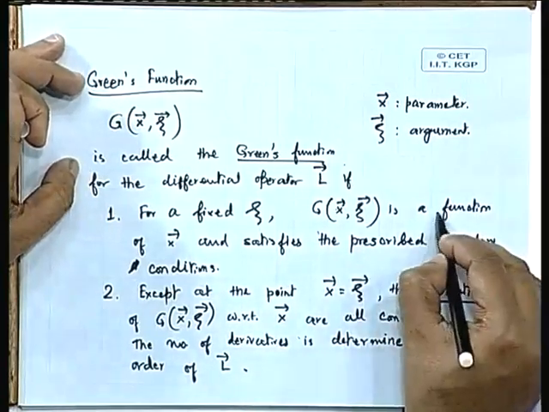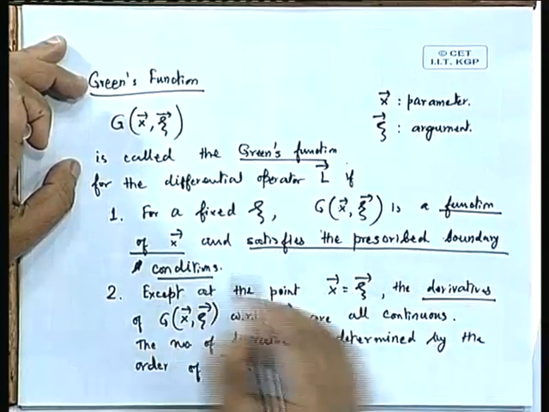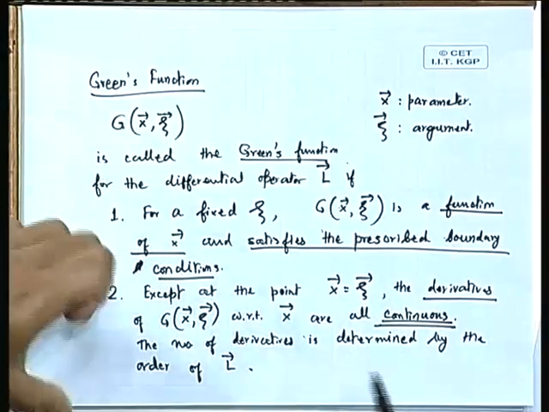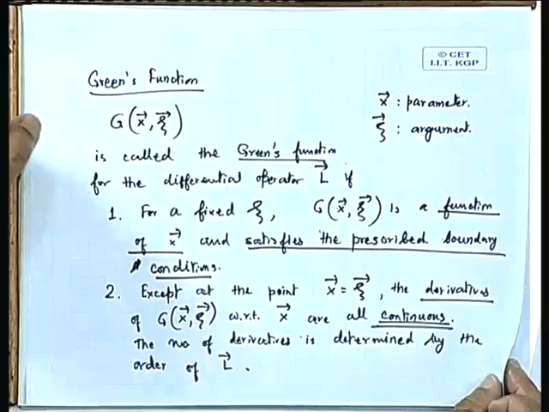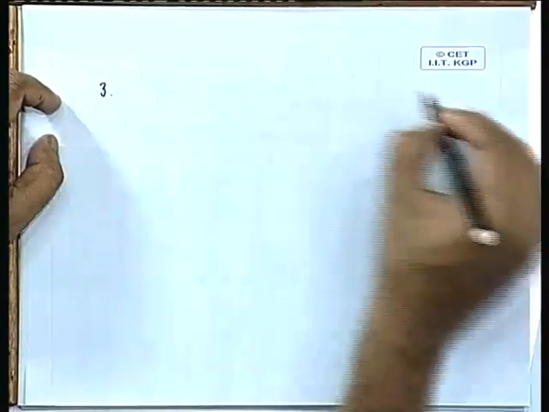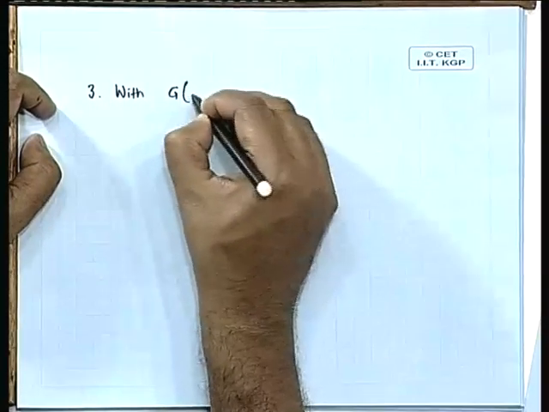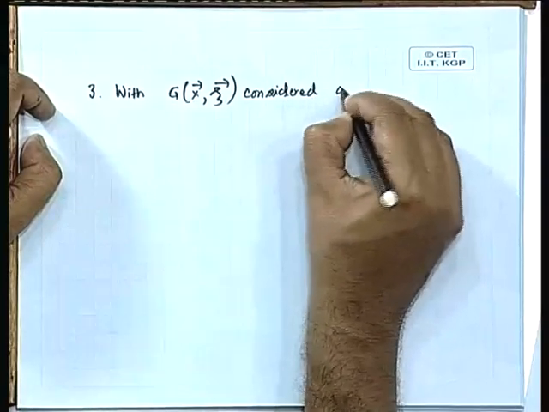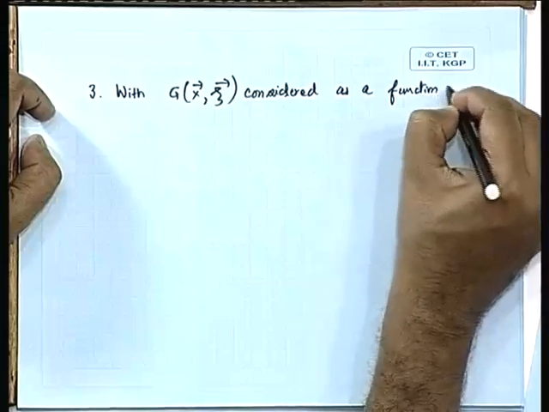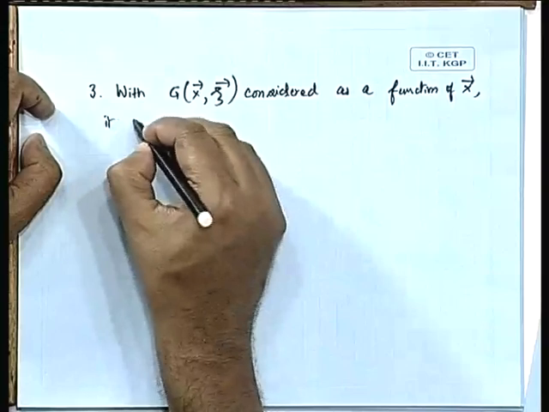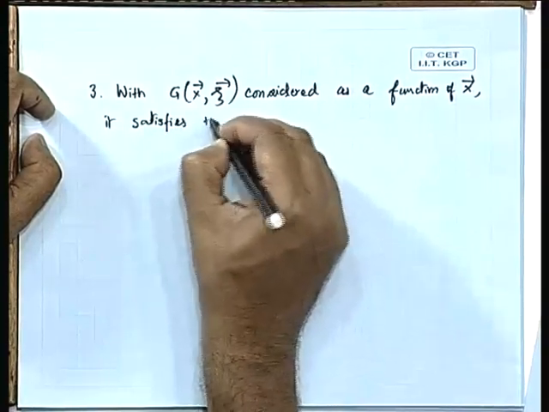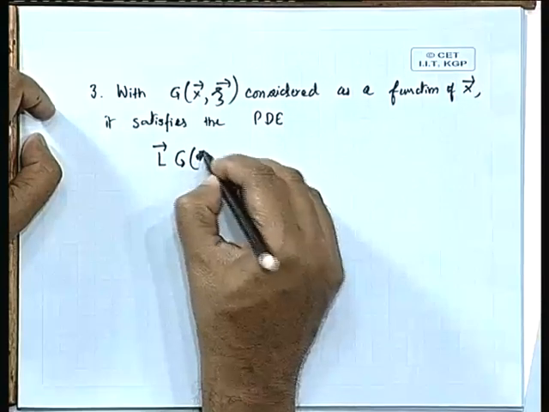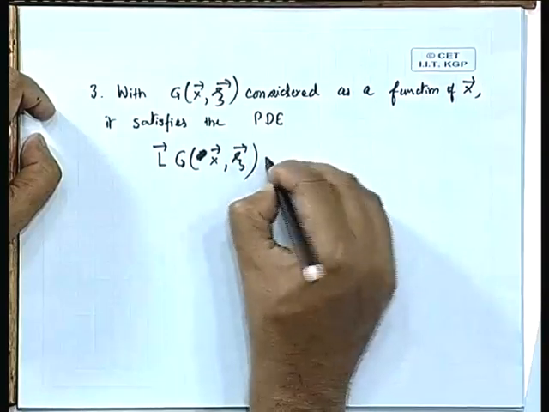Condition number 1 is about it as a function satisfying the boundary condition. Condition number 2 is the continuity condition, that except at the point x equal to zeta, this function g of x zeta has to be continuous. And there is a point number 3, which says that g of x zeta, considered as a function of x, satisfies the partial differential equation. I am writing that as PDE. So it satisfies the partial differential equation L g of x zeta is equal to 0.